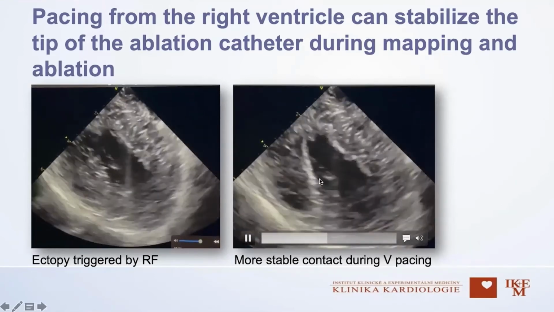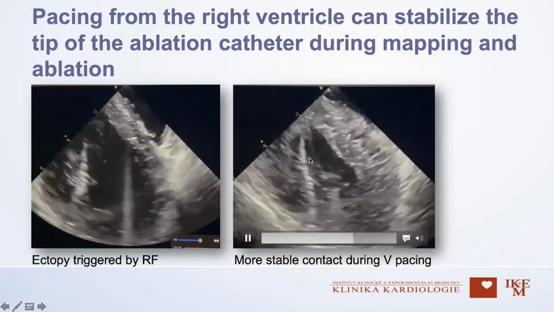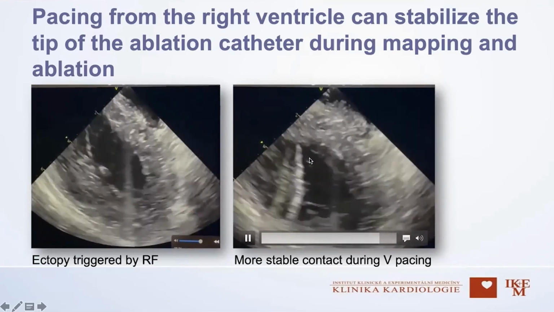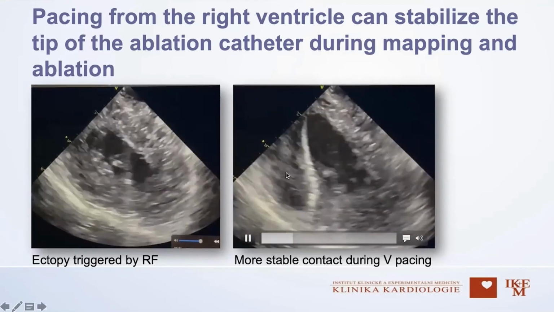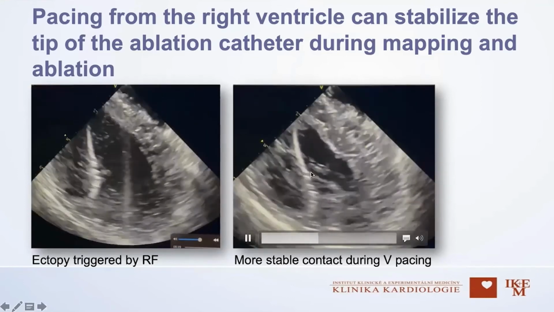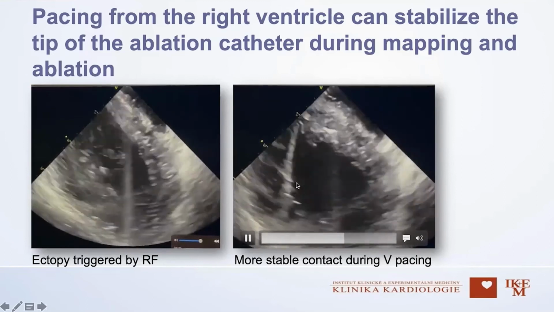But if you pace the right ventricle faster, then you can stabilize the catheter. Here we see the pacing from the right ventricle, and you see that the catheter is not moving as it was in the previous case.